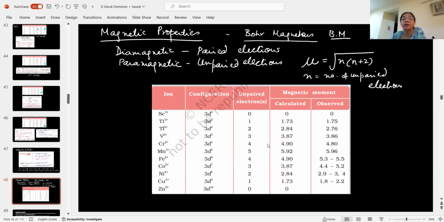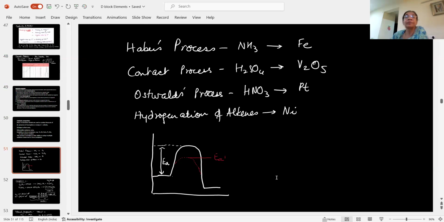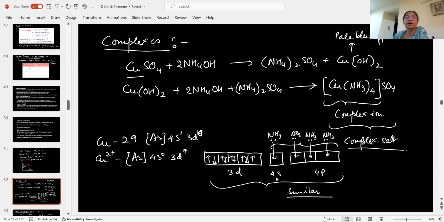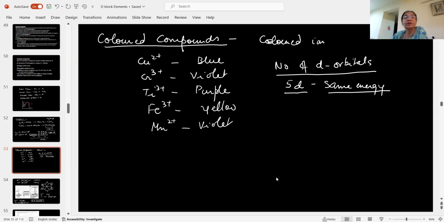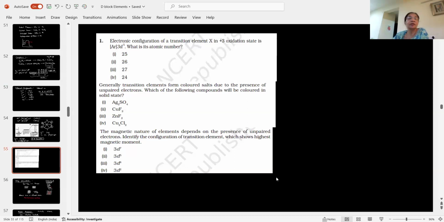So this is catalytic properties, and they all act as catalysts. They form complexes because they are small in size, they have unpaired electrons in the d shell, right? And high nuclear charge. Okay, they form colored ions. We have learned in coordination compounds that this is because of d-d transition, and this is showing d-d transition.